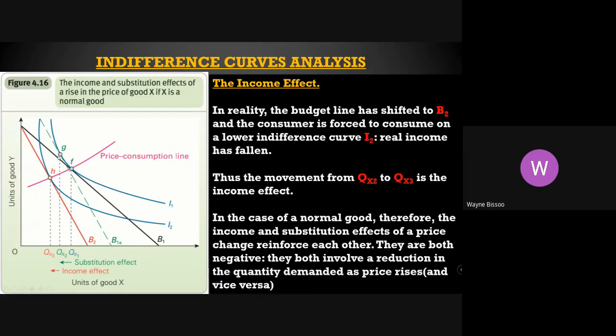Continuing along, the income effect. In reality, the budget line has shifted to B2, the new red budget line, and the consumer is forced to consume at the lower indifference curve I2. Real income has fallen. Thus, the movement from QX2 to QX3 is the income effect. In the case of a normal good, therefore, the income and substitution effects of a price change reinforce each other. They are both negative; they both involve a reduction in the quantity demanded as prices rise, and vice versa.